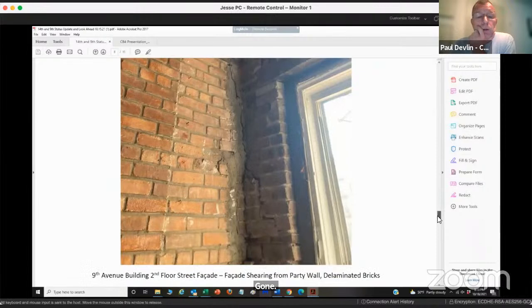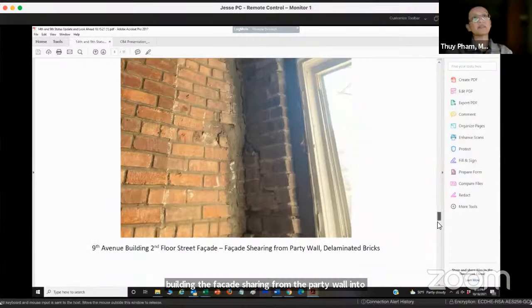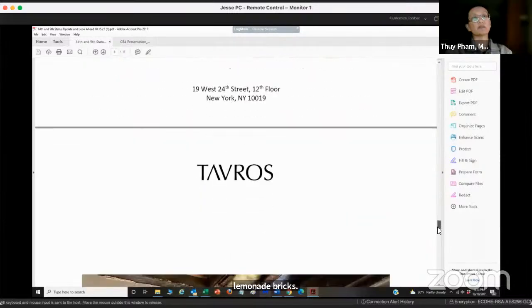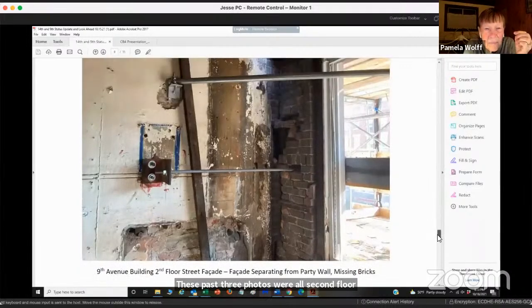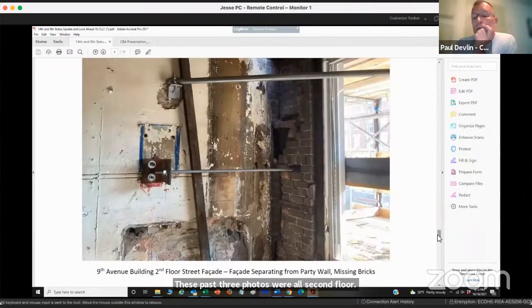I can't read this a little more yet. That's the 9th Avenue building, the facade shearing from the party wall and delaminated bricks. These past three photos were all second floor. Yeah, you're right, that's a good point. It's all second floor that was showing us.